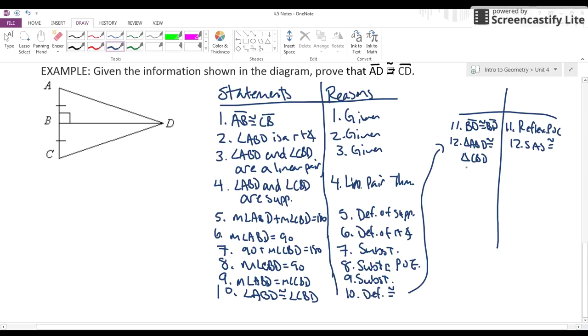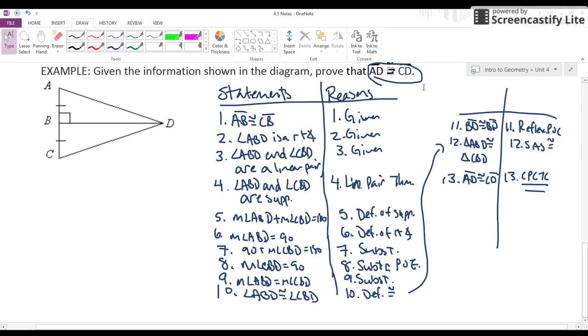Okay, so remember, the last thing we can do is CPCTC. Since I don't want to stop with the triangles being congruent, I want to show that these sides are congruent. AD is congruent to CD. I'm going to add that at the very end, and that is CPCTC. Right? So this is where CPCTC goes. It goes after you prove triangles congruent. All right? So notice how, again, nothing else is really different. We're just adding in that last little step.